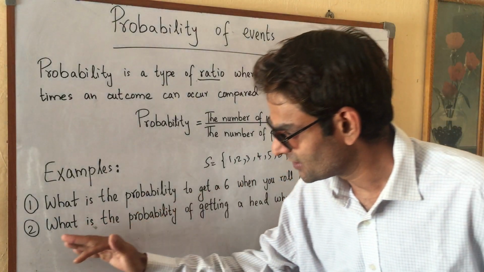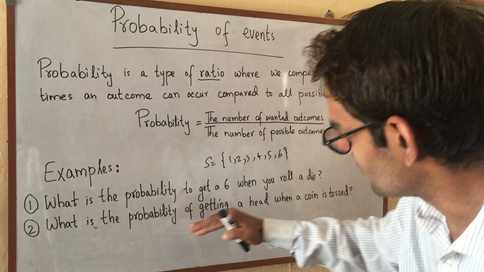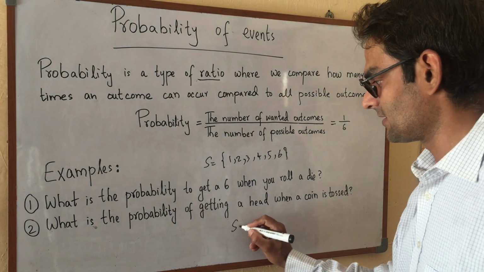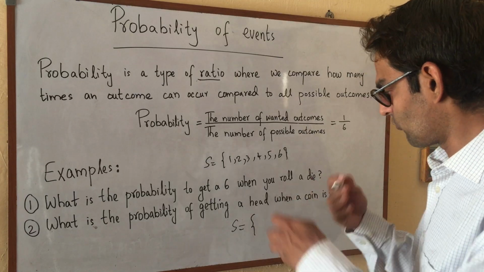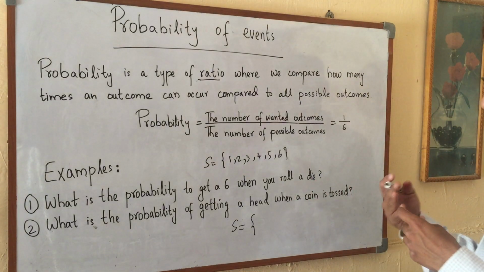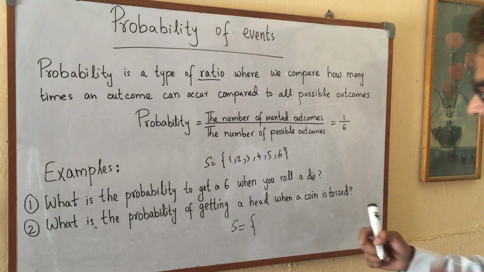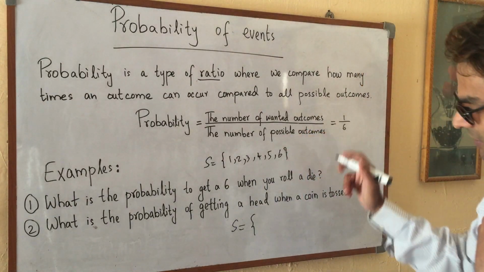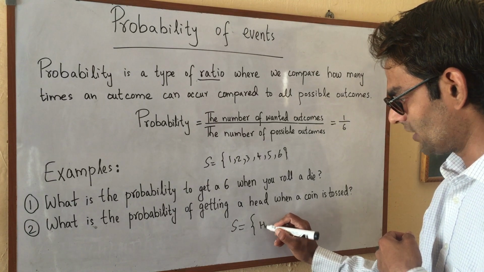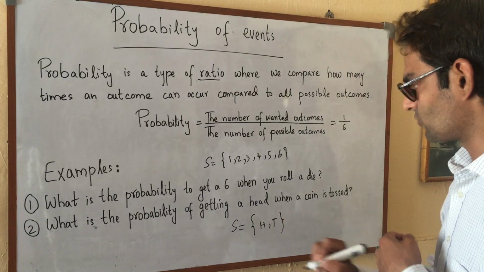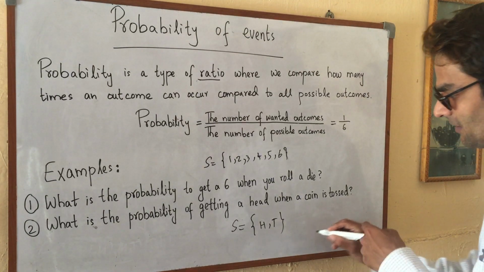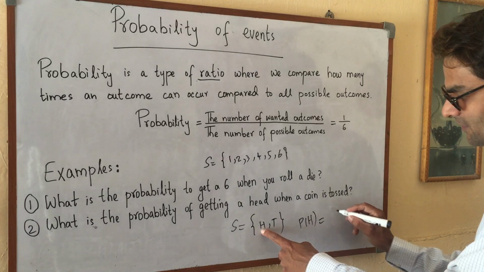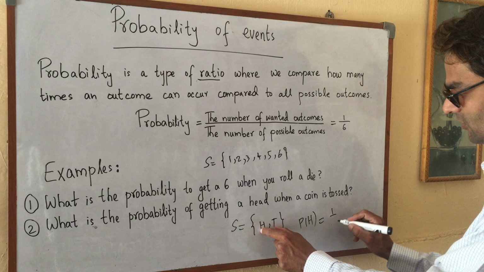So let's move to the second example. What is the probability of getting a head when a coin is tossed? First we make the sample space. For one toss, the possible outcomes are head and tail only. So if you only want the probability of head, it is 1 out of 2.